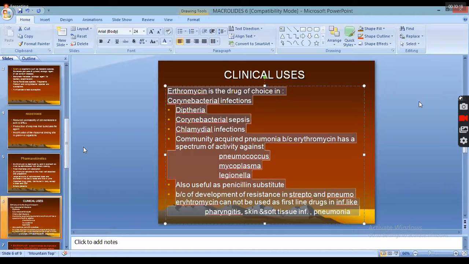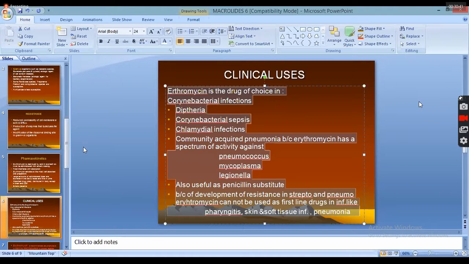But remember that erythromycin can be given in mild to moderate types of infection, and erythromycin cannot be used as a first line drug in infections like pharyngitis, which are usually caused exclusively by streptococcus, and skin and soft tissue infections, in which penicillins are given for eradication of infection.